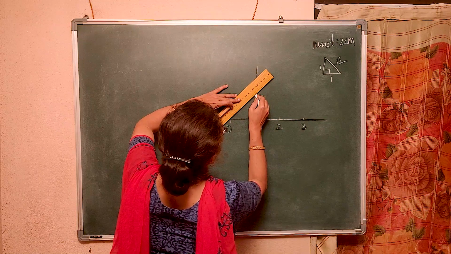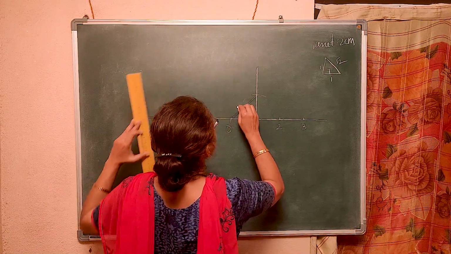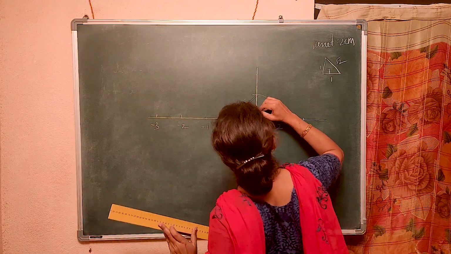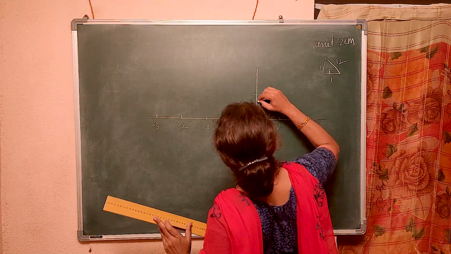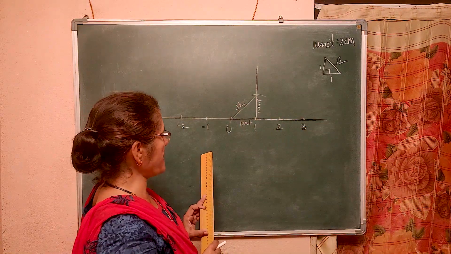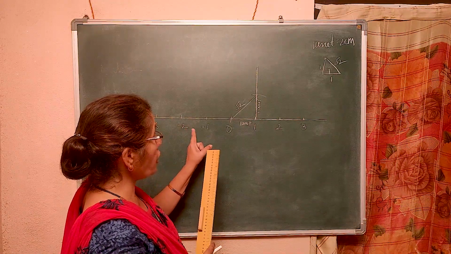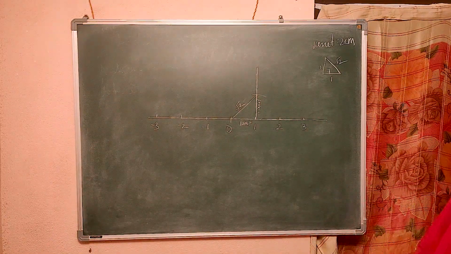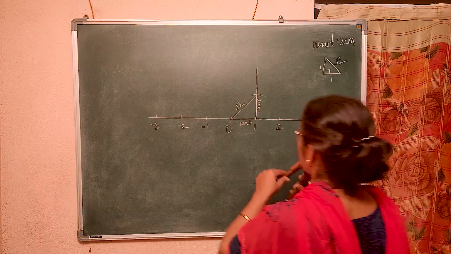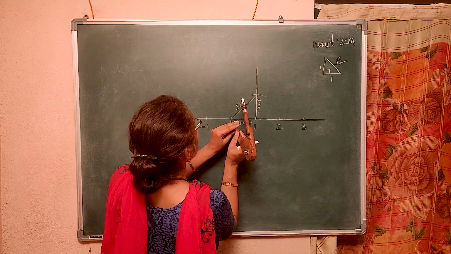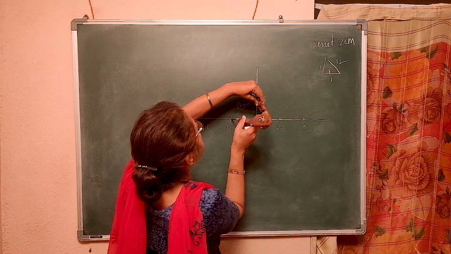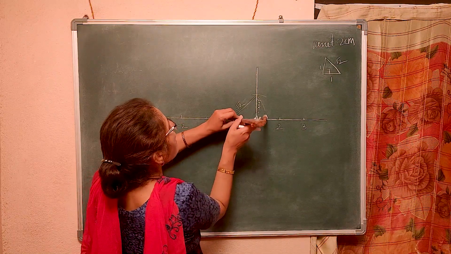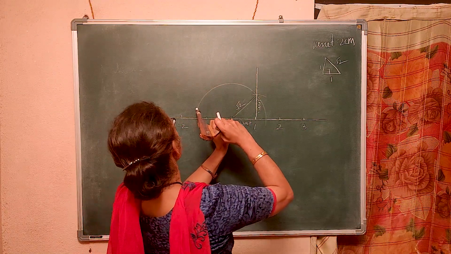And this line is square root of 2. So I say this is 1 unit, this is 1 unit, and this is square root of 2. So what happens later? In order to locate on the number line, I have to take this arc. From 0, I have to take this arc. And I have to draw on either side. Like this as well as like this.